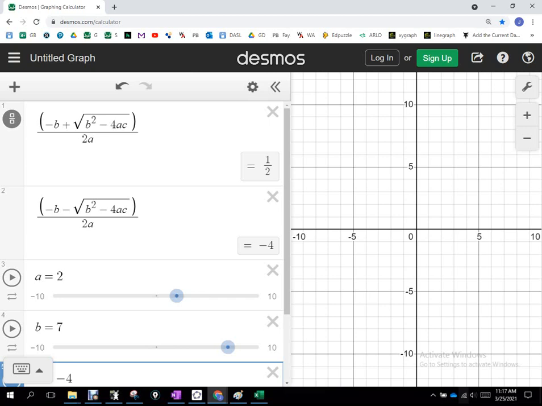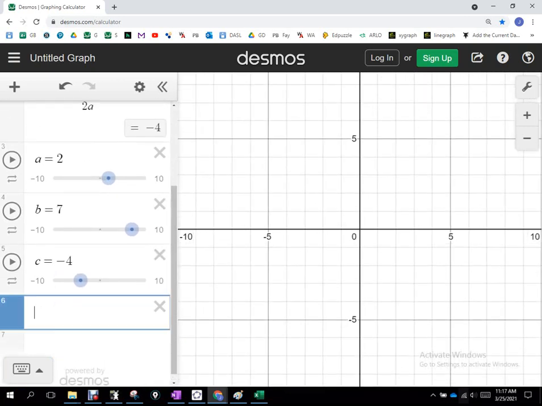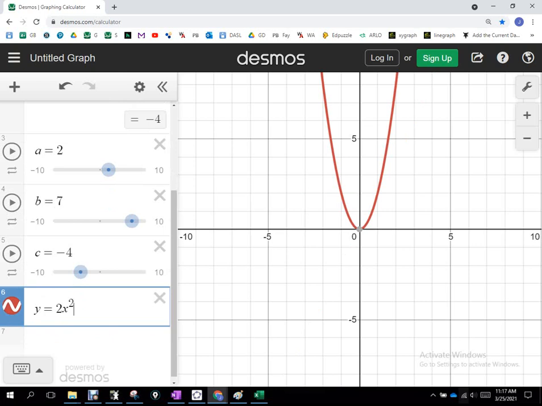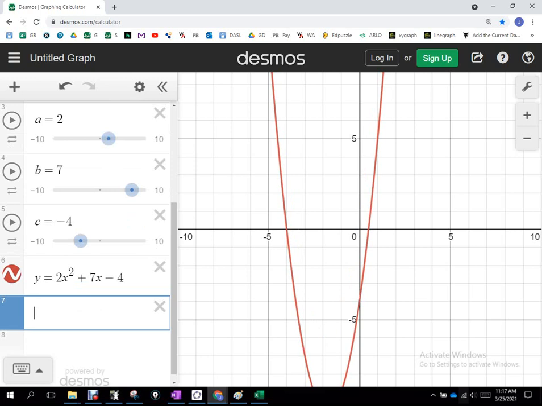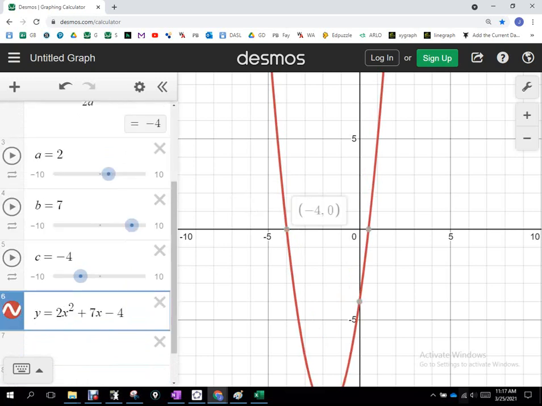Okay. There's an alternative approach to it. Okay. You can actually type in on the graph y equals 2x squared plus 7x minus 4. And the solutions that are present here are the x values of where the red parabola crosses the x-axis. Negative 4 and 1/2. Does that make sense?